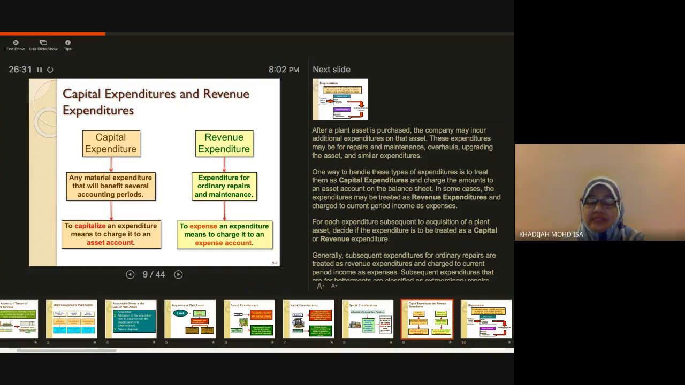Expenditure, for example, in this case, repair and maintenance. So we're going to put it under an expense account. Yeah, so there are two different things here. If you capitalize, then it will be part of the balance sheet item. But if you expense it off, then you see that under your income statement.